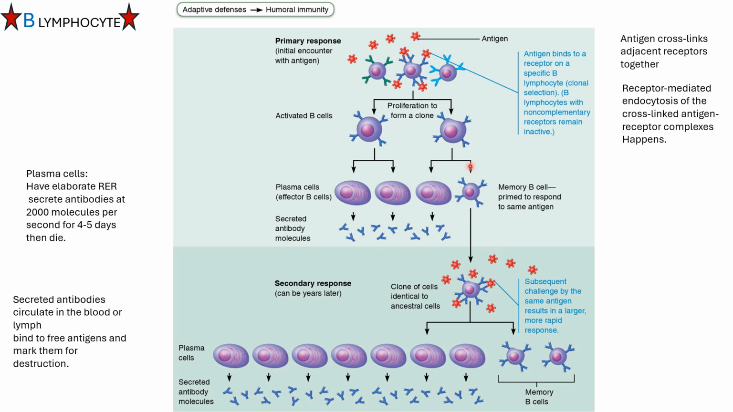And some of the cells will become memory cells, and they will now remember this antigen, and when this antigen attacks again, these memory cells will become a clone of cells identical to this cell, and then they are going to secrete antibodies. So the secondary response is going to be massive. It is going to take smaller time compared to the first response, and these memory cells can last for years and years.